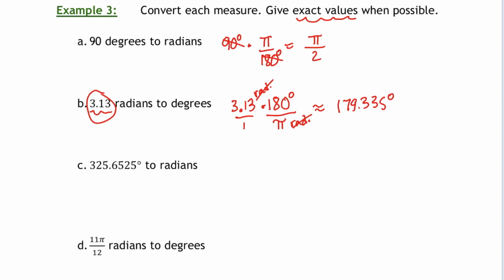All right, let's go from degrees to radians. If we're going to do this one, 325.6525 degrees times pi over 180 degrees. Your calculator may or may not give 325 point blah blah blah over 180 to you as a fraction. If it does, that's fine. You can also just go ahead and multiply the pi in as well and get 5.684 radians approximately.